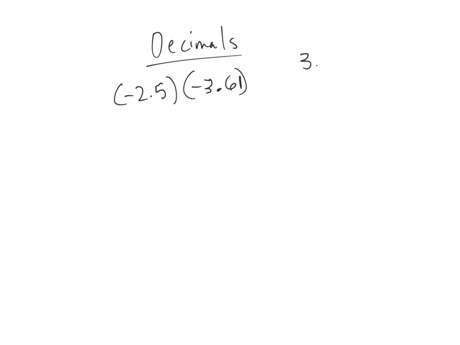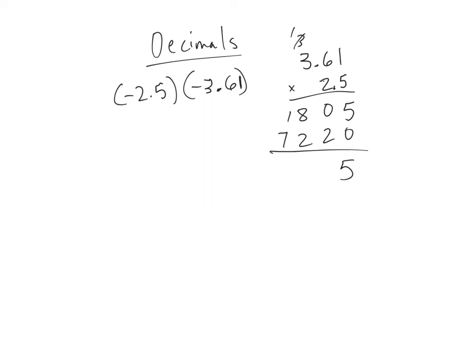So what I want to do is pretend there is no decimal, and I'm just going to multiply 361 times 25, and I'm going to deal with the decimals later. So 5 times 1 is 5, 30, 18, and then I put a 0 here, and then I start multiplying again. 2 times 1 is 2, 2 times 6 is 12, 3 times 2 is 6, plus the 1 is 7. Then I add these up.